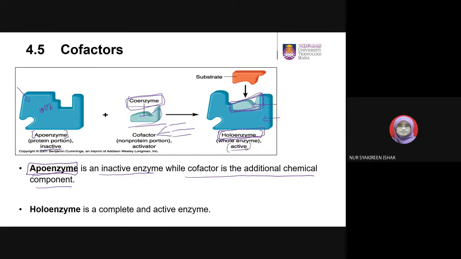As you can see, once the cofactor is bound to the active site, the substrate can fit perfectly to the active site of the enzyme, and the enzyme can catalyze the reaction. Therefore the holoenzyme is a complete and active enzyme. So you have to know the definition of these two. What is an apoenzyme? What is a holoenzyme?